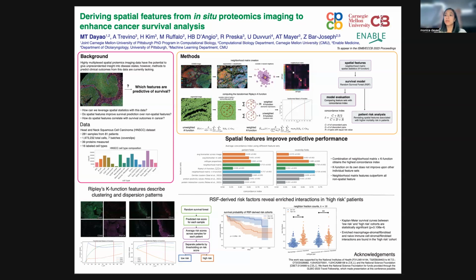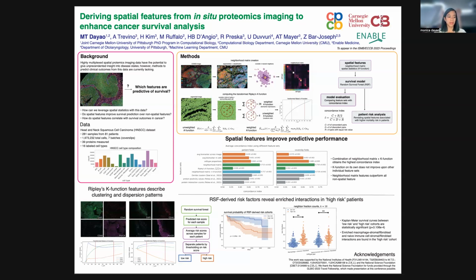We're measuring here the concordance index, which is a value between 0 and 1 that indicates how well the survival model is performing using the respective feature sets. Here we see that the combination of the neighborhood matrix and the K function performs best. And even though the K function on its own does not perform well, the combination still performs better.